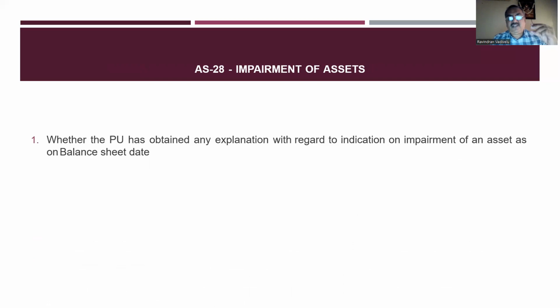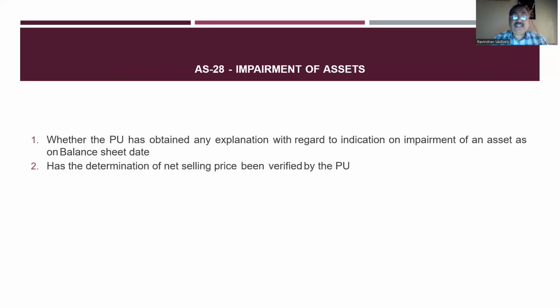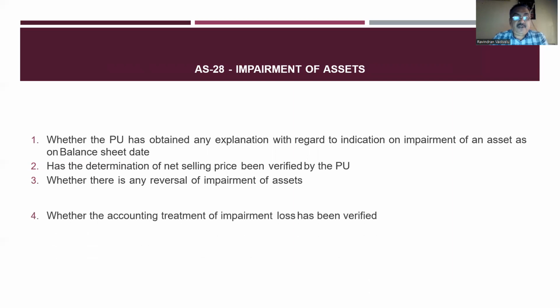what is the balance in the asset, whether the same thing is reported properly or not, that you have to see. That is being covered in AS 28 as a determination of net selling price being verified by the practicing unit, whether there is any reversal of impairment of assets. Suppose you have made a depreciation due to some other reason, if you are reversing it, then why they have reversed it, every reason should be clearly verified by the practicing unit.